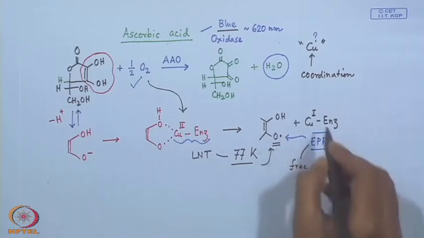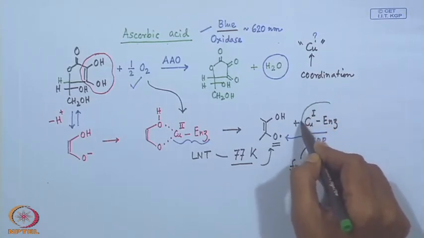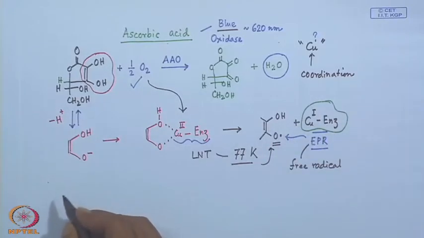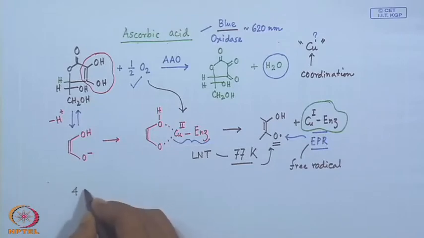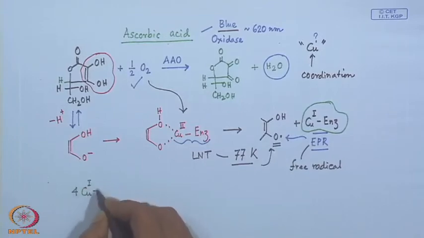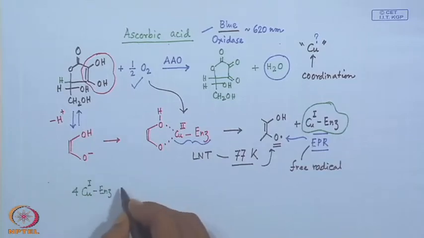how many electron transfers basically you can expect, if you think that in this particular case you have generated the copper 1 system. So, altogether when you reoxidize the system, this is the reduced form of the copper enzyme, which is copper 1 bound to the enzyme part.